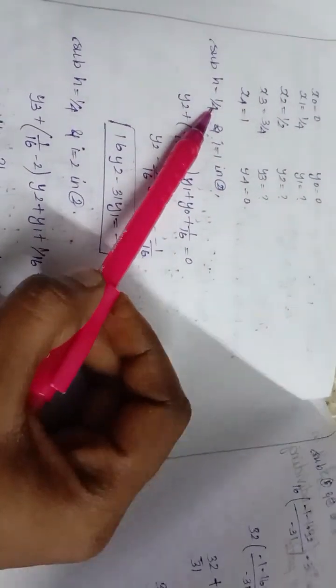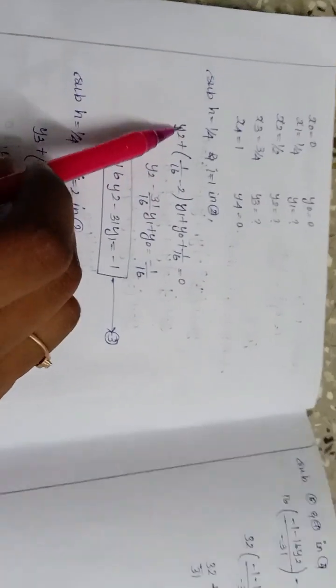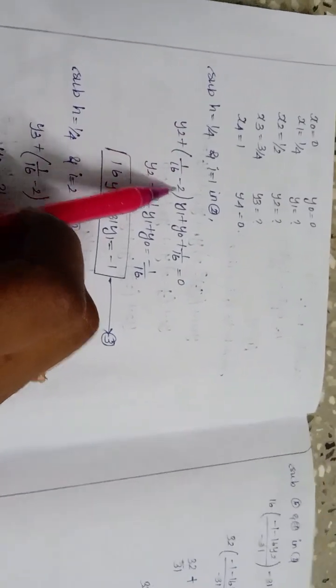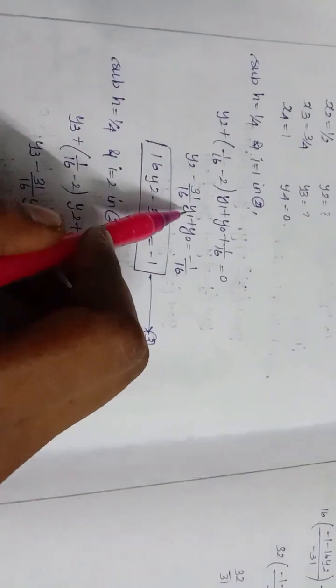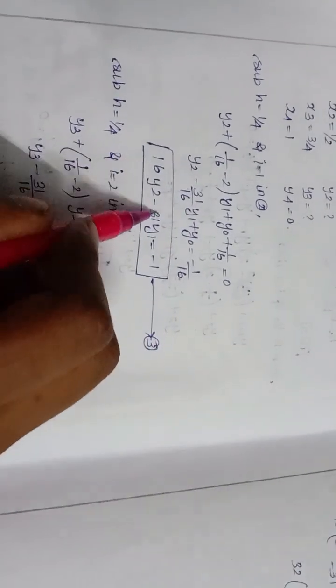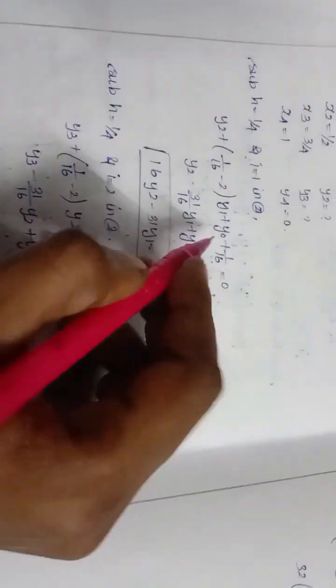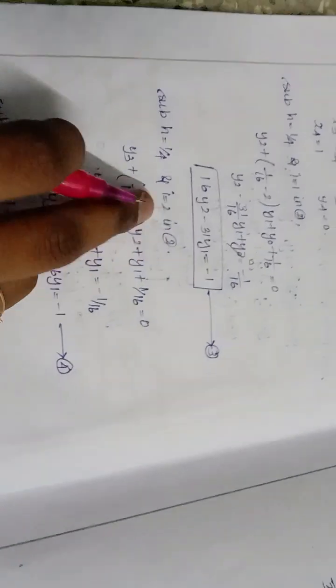Substitute h equal to 1 by 4 and i equal to 1 in the second equation. Here y2 plus 1 by 16 minus 2 y1 plus y0 plus 1 by 16 equals 0. If we simplify, we get minus 31 by 16 y1 plus y0 equals minus 1 by 16. This is written in the form 16 y2 minus 31 y1 equals minus 1, since y0 is 0. Consider this as the third equation, and substitute h equal to 1 by 4 and i equal to 2.